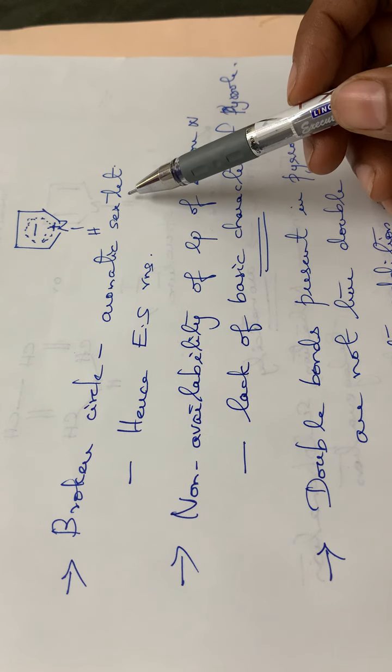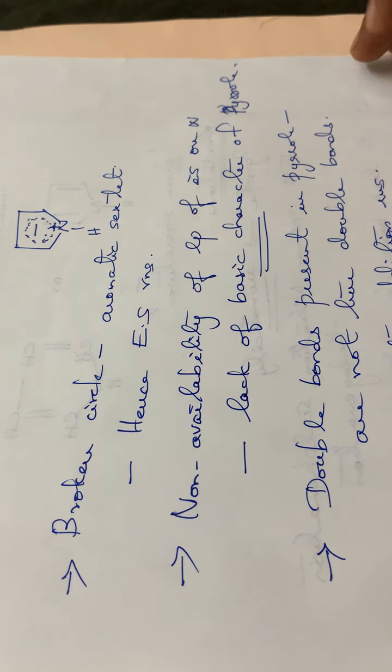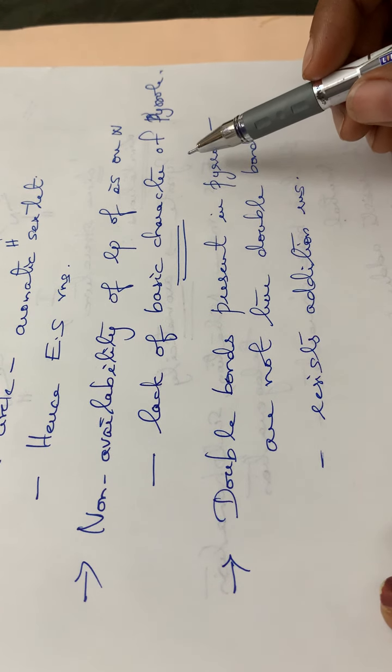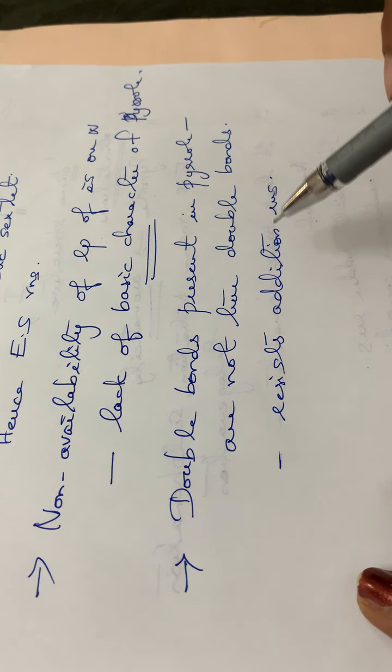The broken circle represents the aromatic sextet. Hence, it gives electrophilic substitution reactions. Then, non-availability of the lone pair of electrons on nitrogen explains the lack of basic character of pyrrole. Then, the double bonds present in pyrrole are not true double bonds. Hence, they resist addition reactions.